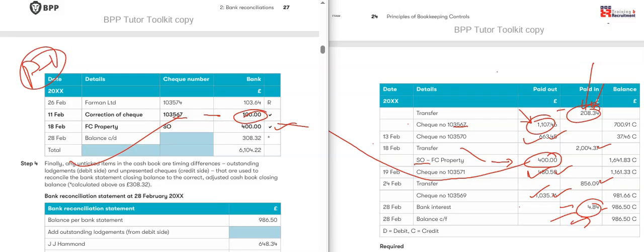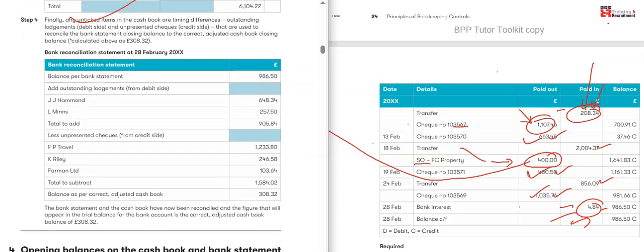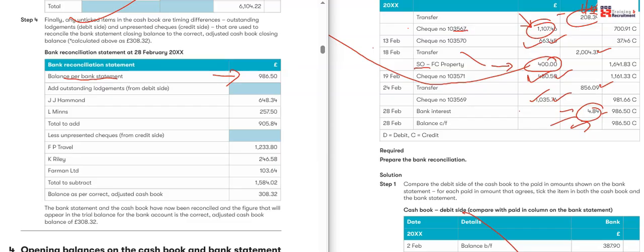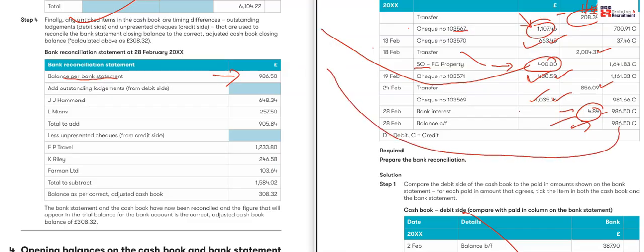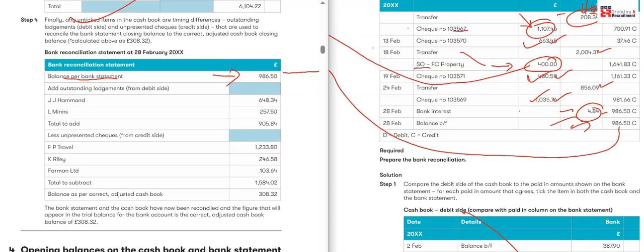How about the BRS? There's a formula for that. The formula is you start with balance per bank statement. I repeat, you start with balance per bank statement. Where do you get it from? You get it from the bank statement they gave you at the end. Yeah, that's that 986.5. Then the formula is add outstanding lodgement less unpresented check. You get balance per cash book.